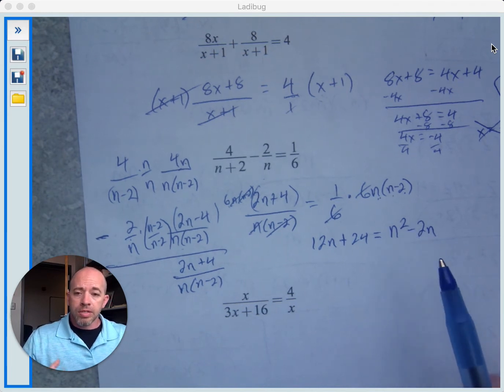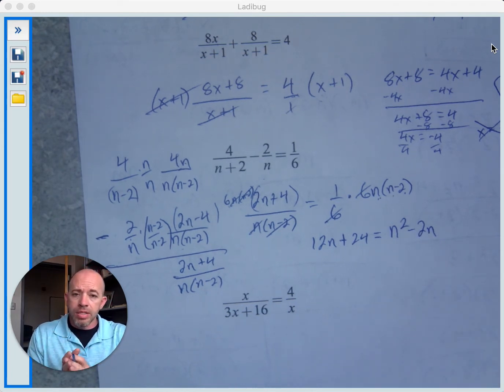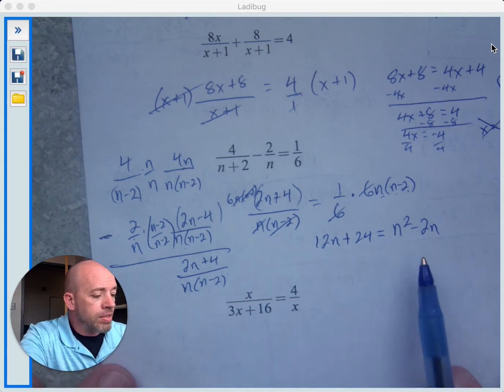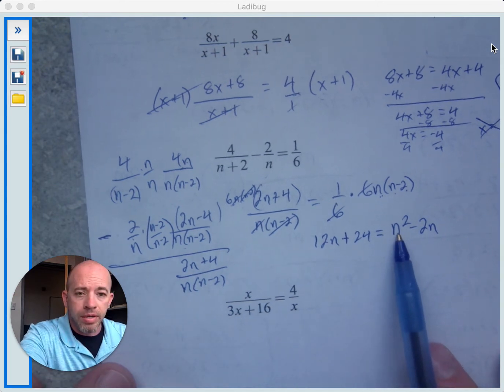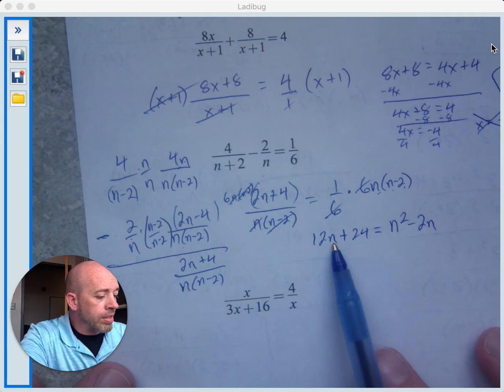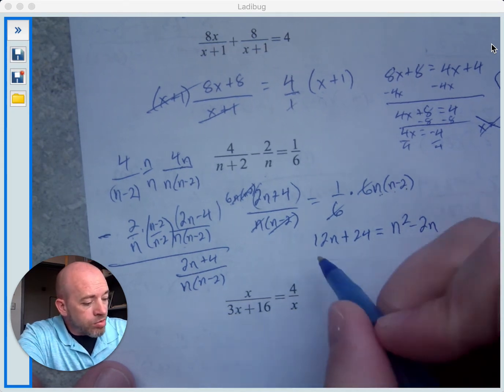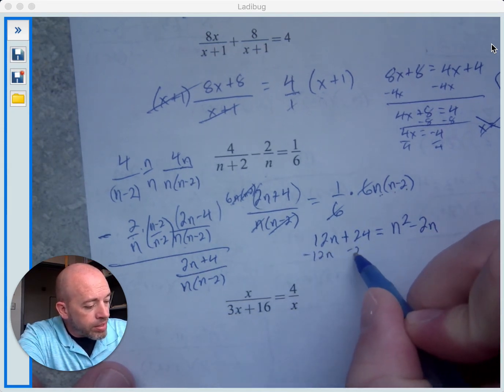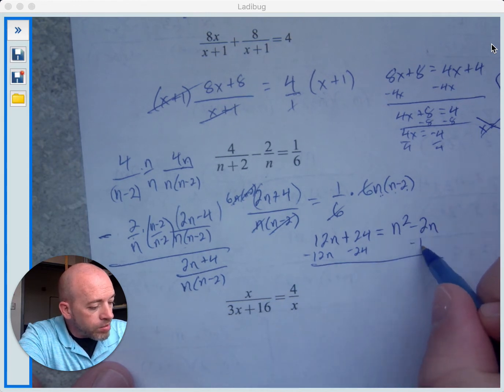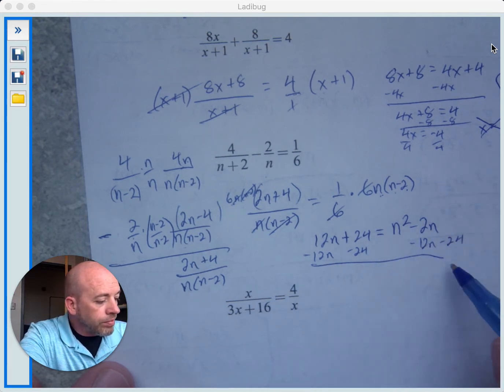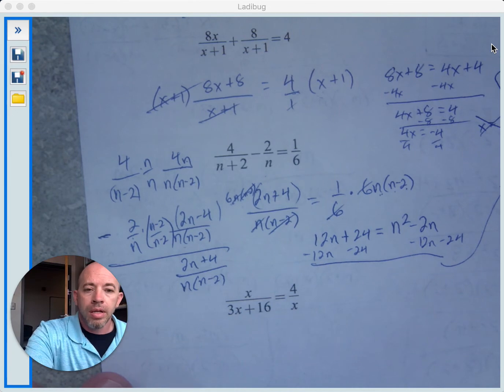But before we can solve by factoring, we need to get everything on one side set equal to 0. Let's leave this on the right because the positive n squared is on the right. We'll move everything to the right. So I'm going to subtract 12n, and at the same time I'll go ahead and subtract the 24. So minus 12n minus 24. I'm going to write that up here so I have room.